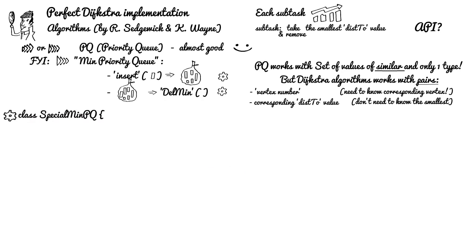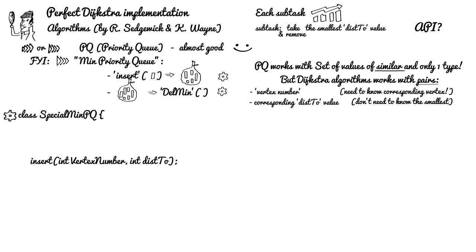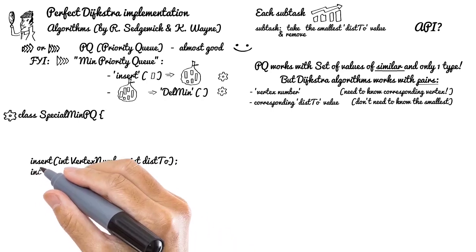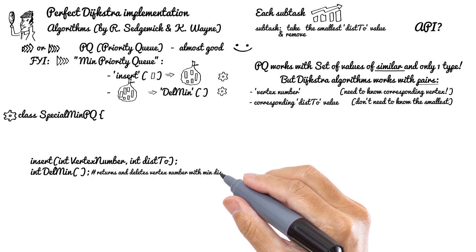It contains two adjusted main functions and two extra supported functions for Dijkstra algorithm. Let's see our special MinPQ class. Insert main function inserts into PQ vertex number and corresponding distance to value. Another delmin main function returns vertex number with the minimum distance to value.